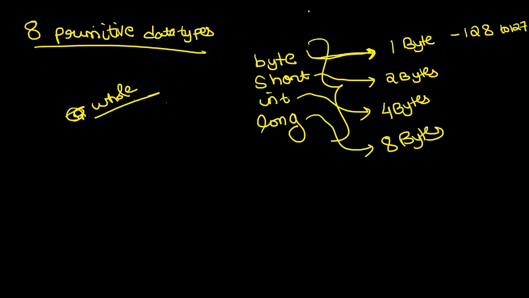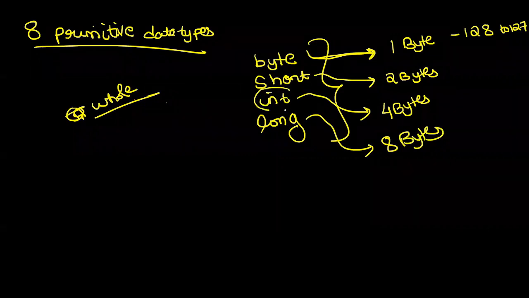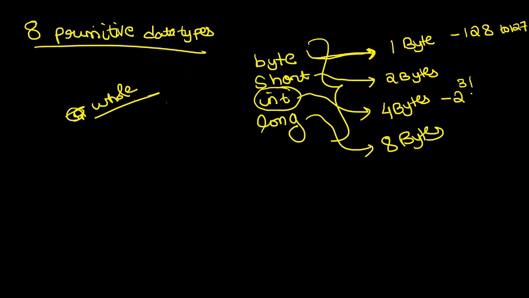And guys, 99% of the time, whenever you are dealing with whole numbers, you will have the data type as int, because 4 bytes is generally sufficient to store all the numbers, right? Int can store numbers from minus 2 raised to 31 to 2 raised to 31 minus 1. This is the range of numbers that an int variable can store, right? And long can store even larger numbers, right?